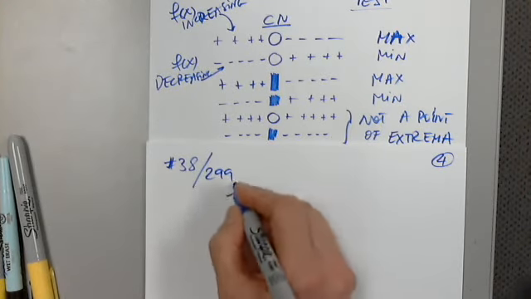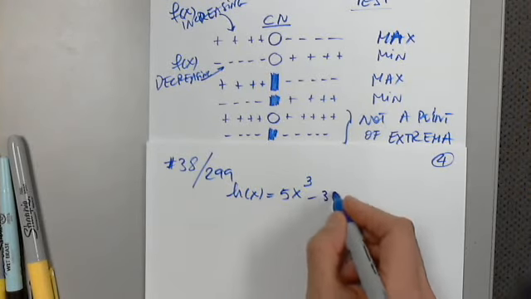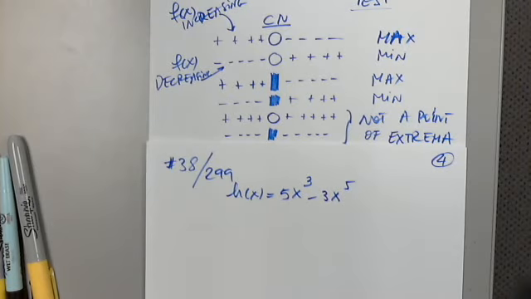So 38, h of x equals 5x to the third minus 3x to the fifth. We're asked a lot of things here. Among which, find the intervals of increase or decrease. Find the local max and minimum values. Find the intervals of concavity. We haven't talked about that yet, in a minute. And the inflection points. Use the information from parts A through C to sketch the graph. A lot of work.